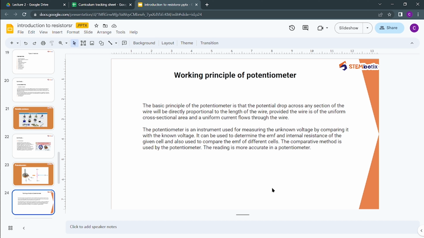The potentiometer is an instrument used for measuring an unknown voltage by comparing it with a known voltage. It can be used to determine the EMF and internal resistance of a given cell, and also used to compare the EMF of different cells. The comparative method is used by potentiometer. The reading is more accurate in potentiometer, so you can rely on potentiometer to measure unknown voltage by comparing it to the known voltage. So it is a reliable and an accurate instrument.